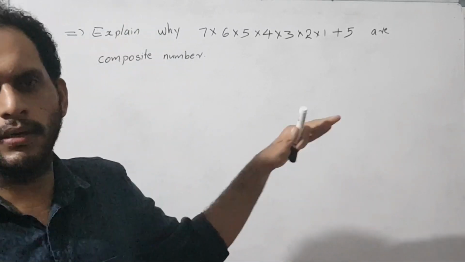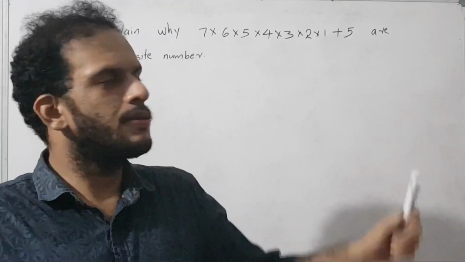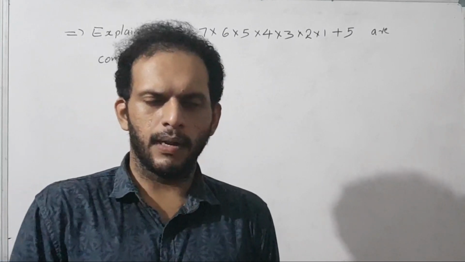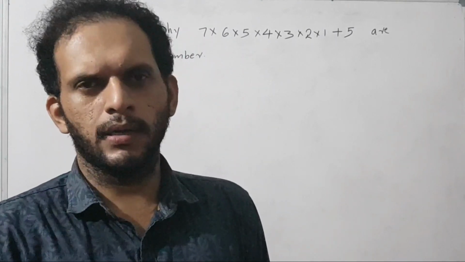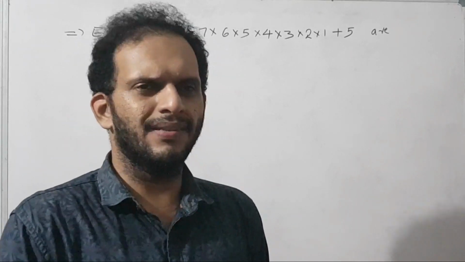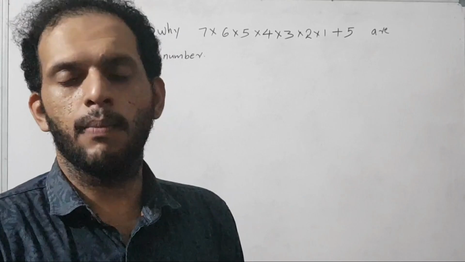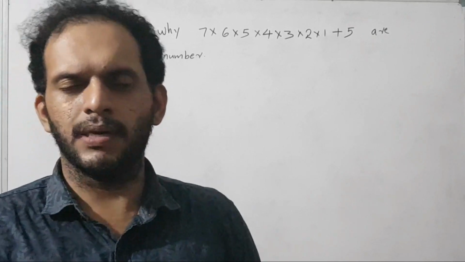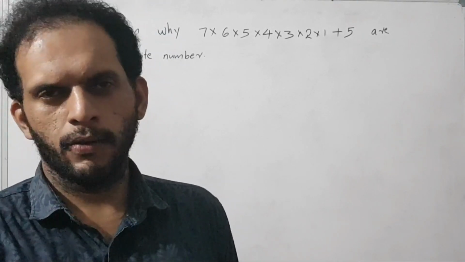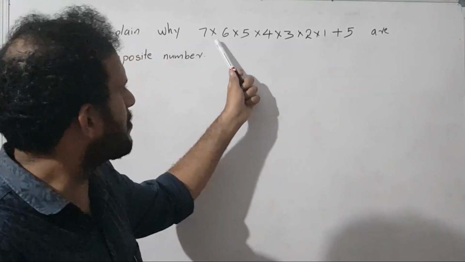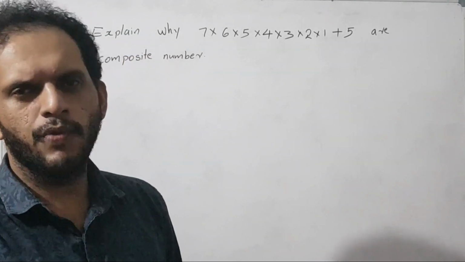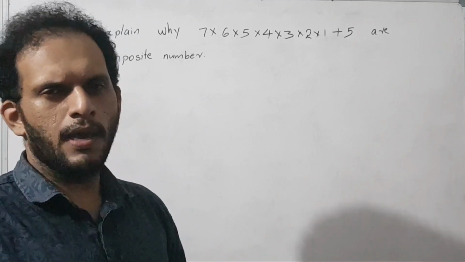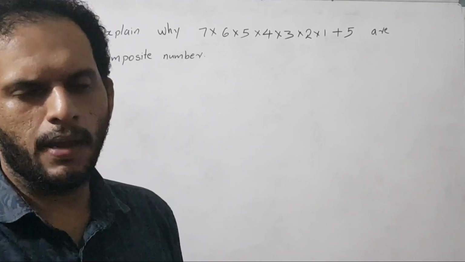സോ ഇഫ് യു വാണ്ട് ടു പ്രൂവ് ദിസ് നമ്പർ ഈസ് എ കോമ്പോസിറ്റ് നമ്പർ, വി വാണ്ട് ടു ഷോ ദിസ് നമ്പർ ഈസ് പോസിബിൾ ടു കൺവേർട്ട് ആസ് എ പ്രൊഡക്റ്റ് ഓഫ് പ്രൈംസ്. ഈ നമ്പറിനെ കോമ്പോസിറ്റ് നമ്പർ എന്ന് വിളിക്കാൻ പറ്റും എന്ന് തെളിയിക്കാൻ നമ്മൾ ഈ നമ്പറിനെ പ്രൈം നമ്പേഴ്സിന്റെ പ്രൊഡക്റ്റ് ആയിട്ട് എഴുതാൻ പറ്റും എന്ന് കാണിച്ചാൽ മതി. ഓക്കെ. സോ ഇഫ് പോസിബിൾ ടു കൺവേർട്ട് ദിസ് നമ്പർ ആസ് എ പ്രൊഡക്റ്റ് ഓഫ് പ്രൈംസ്, ദെൻ ഈസ് വെരി ക്ലിയർ ദ നമ്പർ ഈസ് എ കോമ്പോസിറ്റ്, because it is only possible to write the composite number as a product of primes.